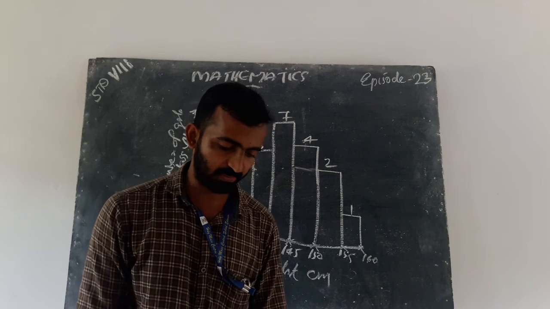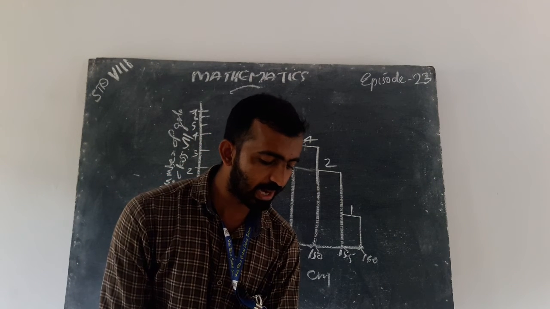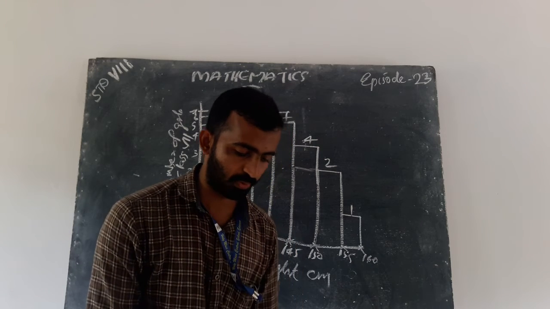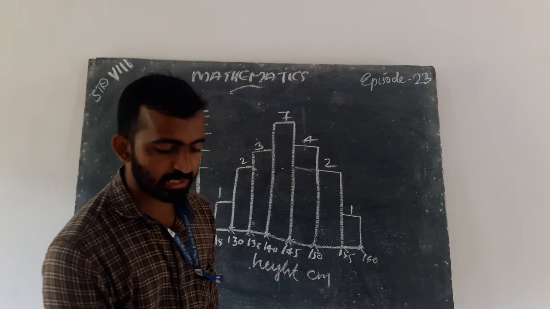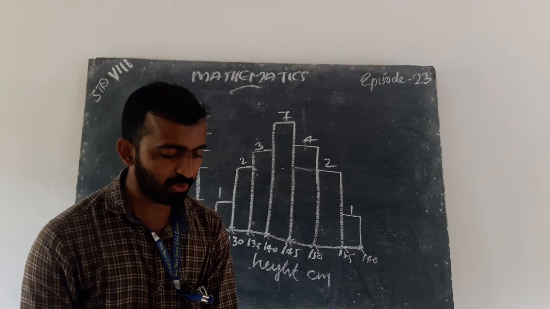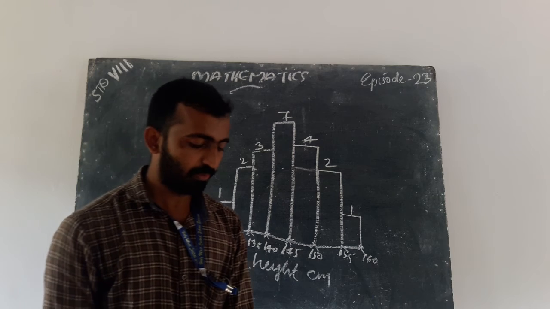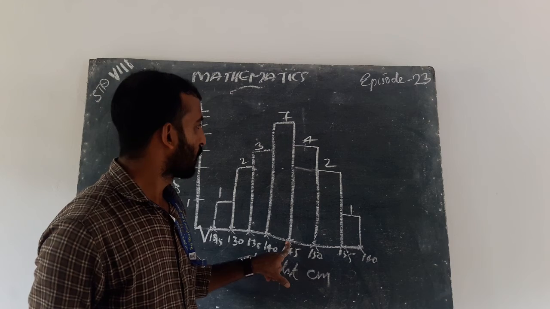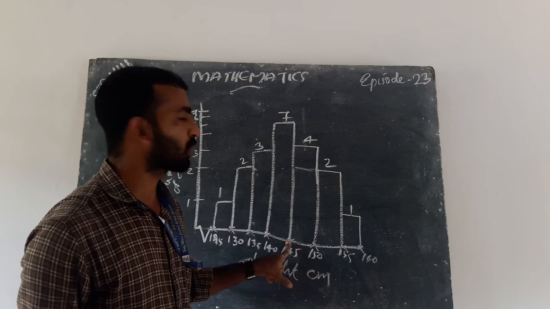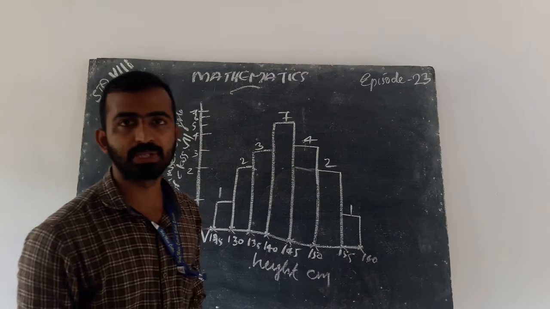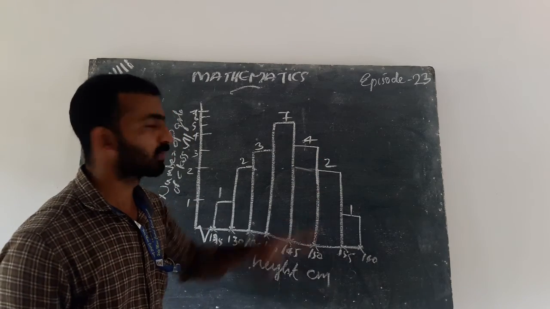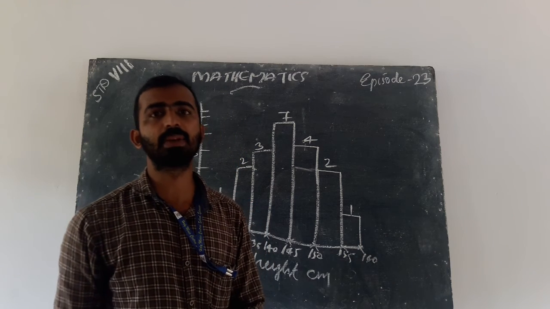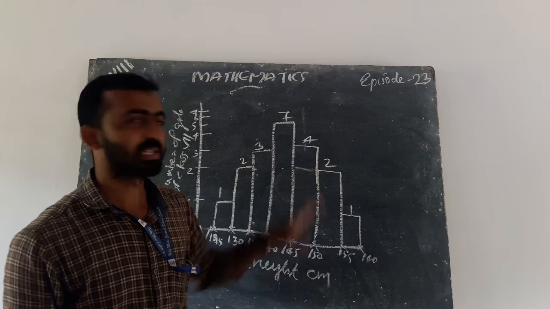And next, how many girls have a height of 145 centimeters and more? Here is 145. We want to add these frequencies. That is, 4 plus 2 plus 1. We get 7. Answer is 7. That is, 7 girls have heights of more than 145 centimeters.